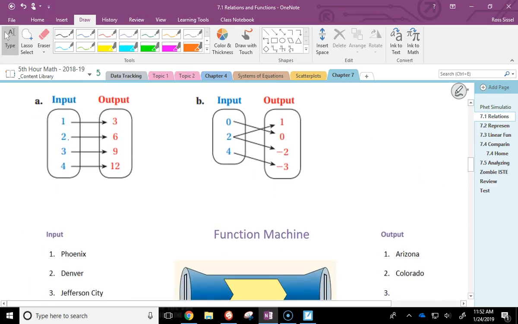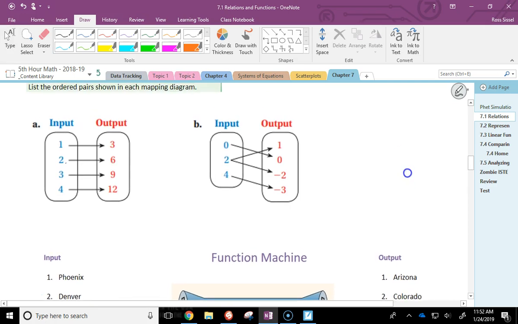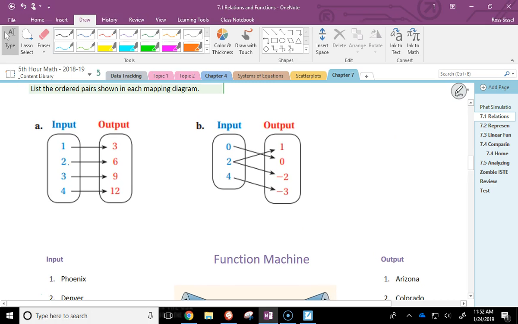This one in your notebook. Here's what I need us to do. This won't take long. We need to write these. Your folder boss, I know you're following along. We're going to take these from mapping diagrams into ordered pairs.